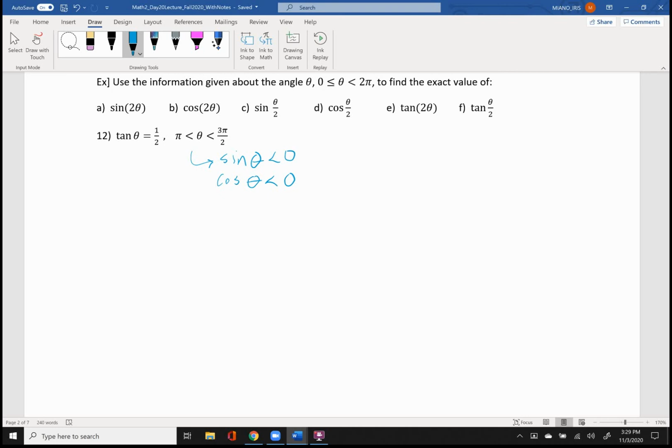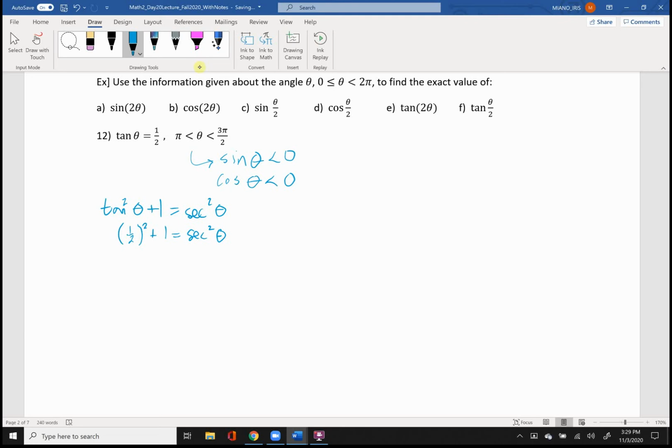So what I'm going to do is use a Pythagorean identity with this information in order to, I'll first solve for cosine. So I'm going to use the following identity. Tangent squared theta plus 1 equals secant squared theta. So tangent theta is 1/2, so go ahead and take 1/2 and square it, plus 1 equals secant squared theta.